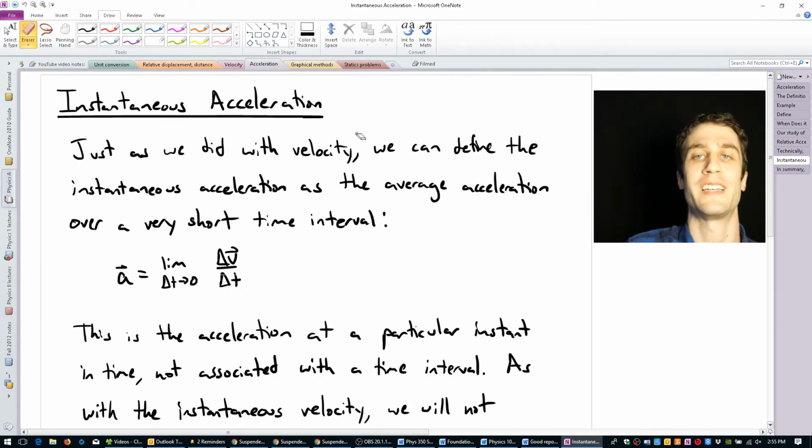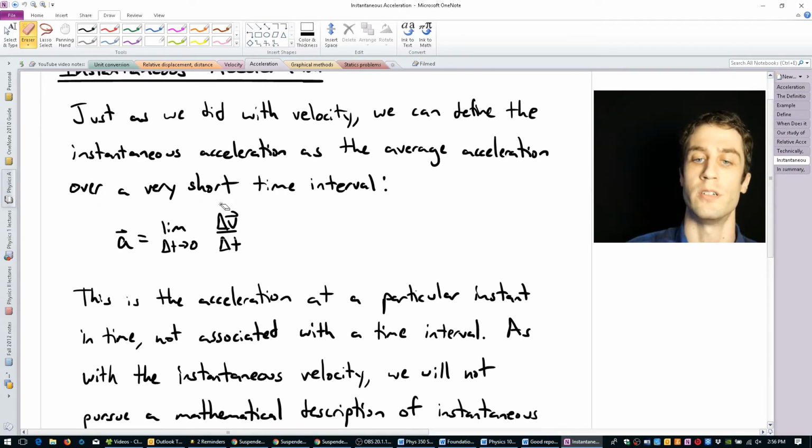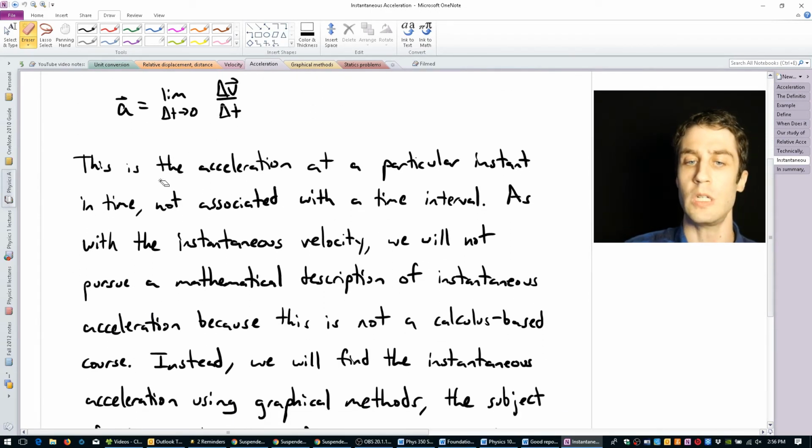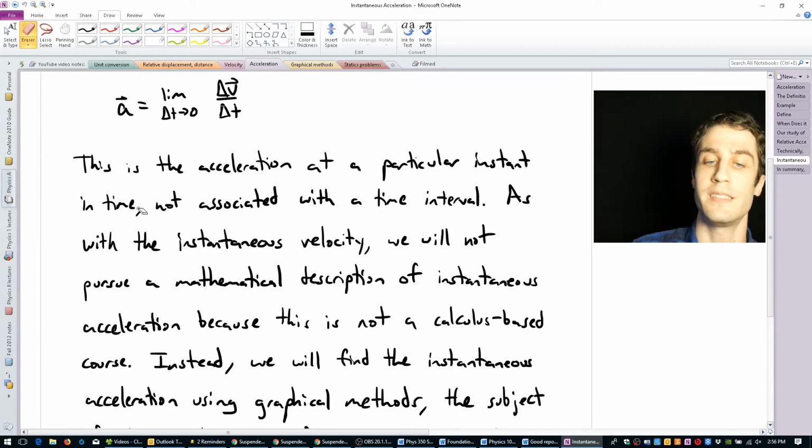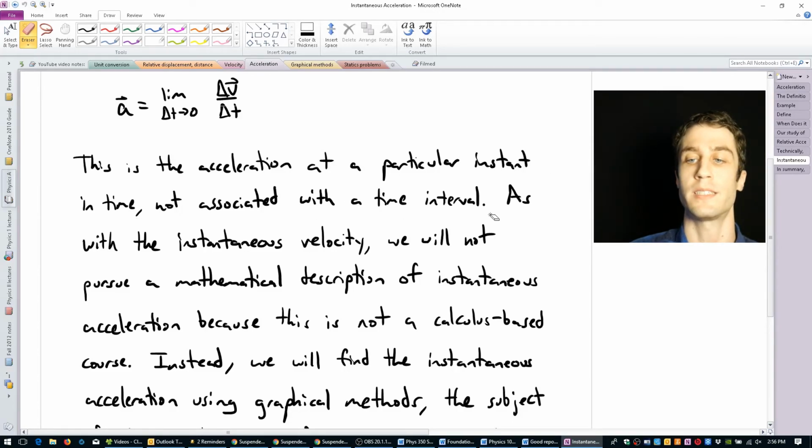All right, let's talk briefly again about instantaneous acceleration, just as I did with instantaneous velocity. Just as we did with velocity, we can define the instantaneous acceleration as the average acceleration over a very short time interval. Again, if we are using the notation that we use in calculus, a, not a average, but just a, is equal to the limit as delta t approaches 0 of delta v divided by delta t. And over a very short time interval, both the numerator and the denominator should go to quantities very close to 0, but not be exactly 0. So this is the acceleration at a particular instant in time, and it's not associated with a time interval.